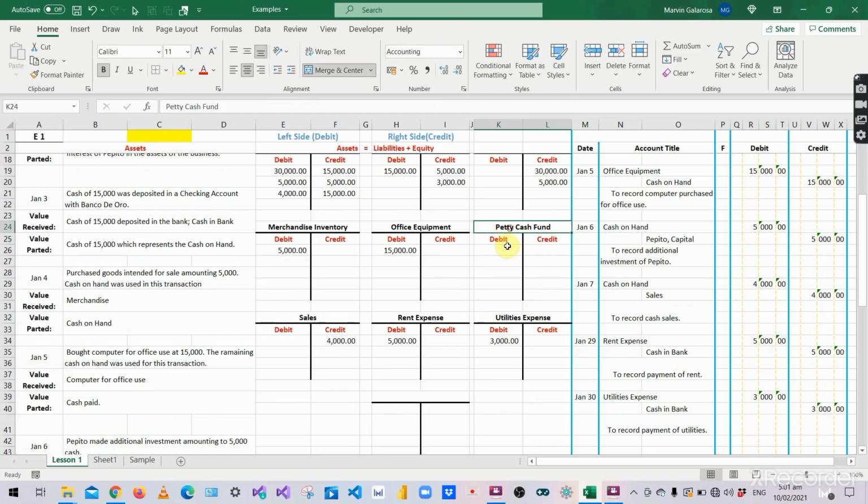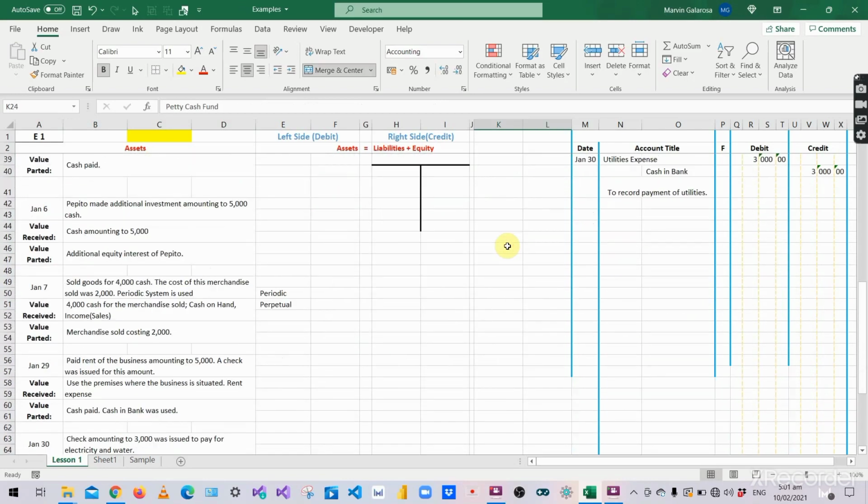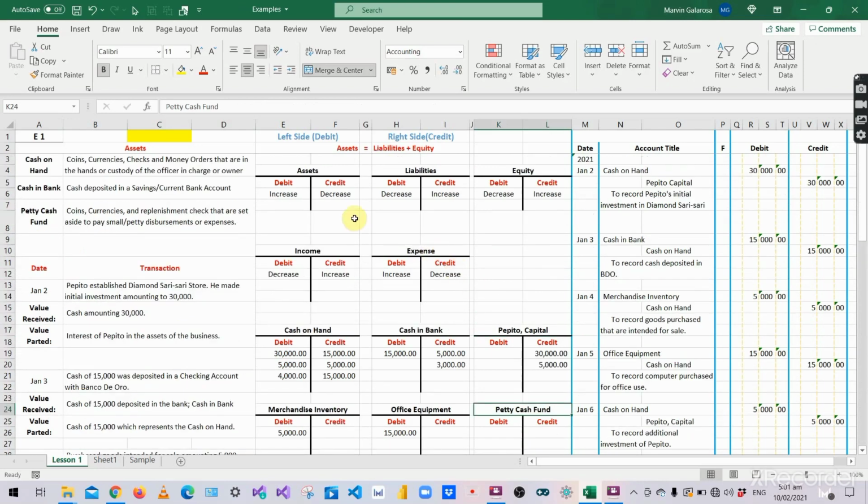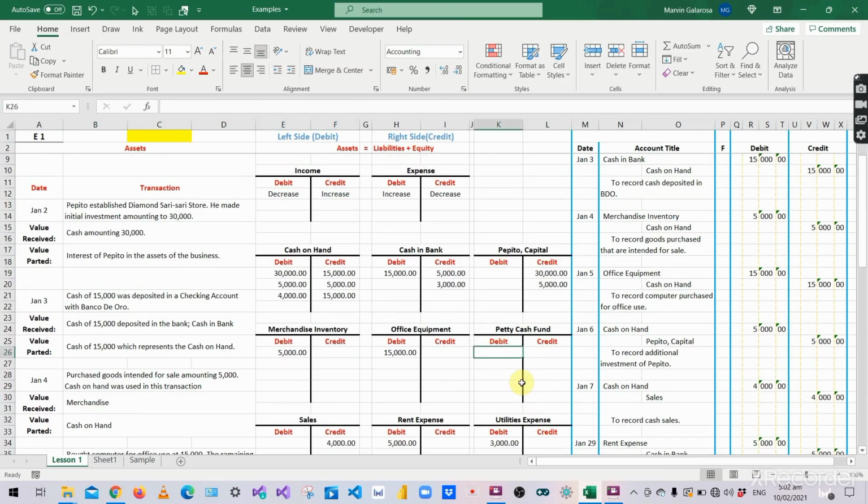Nadagdagan yung ating petty cash fund ng 4,000 pesos. Since ang petty cash fund is classified as an asset and ang increase sa asset ay recorded on the debit side, so lagay natin yung 4,000 pesos sa debit side ng petty cash fund.